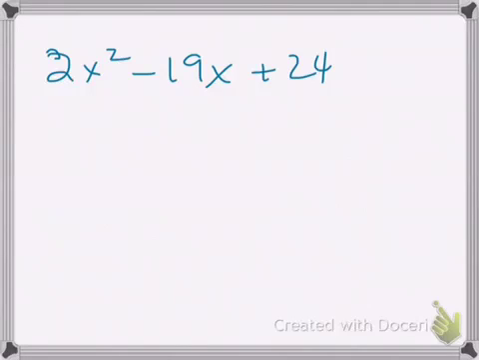Next example. 2x squared plus, no, let's do minus there. Minus 19x plus 24. How many terms are we looking at? Three. So I'm going to look for a GCF, and then I'm going to try to unfoil it, right? Product of two binomials. Do we have a GCF? No, so what do we do?